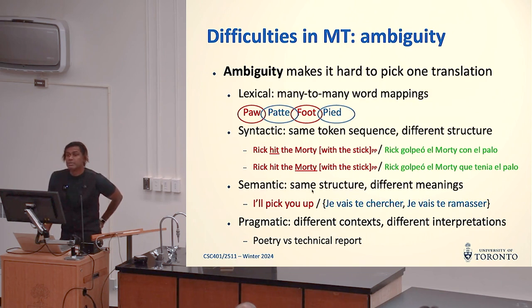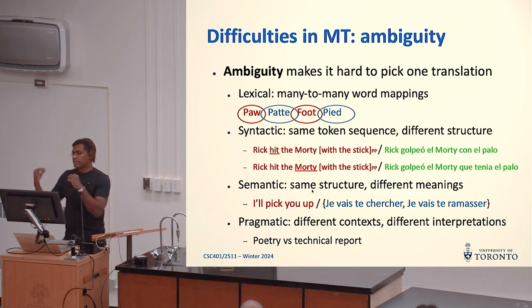The next problem is ambiguity across different languages. Lexical ambiguity means that the specific meaning among many-to-many word mappings is possible. As an example, think of the word paw in English, which can be translated into French as patte, which sometimes means foot, or which can also mean pied. But neither foot nor pied actually means paw. Paw is something that animals have. We don't say that four-legged animals have feet. So if you do a mapping from English to French and then French to English, the meaning can completely change.